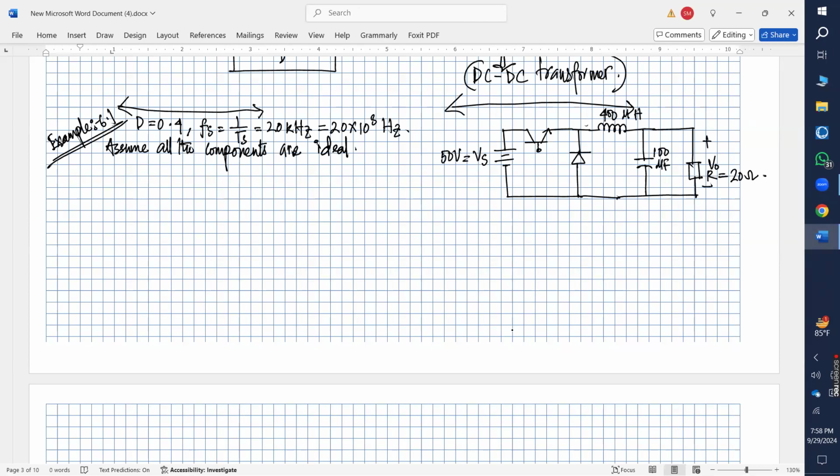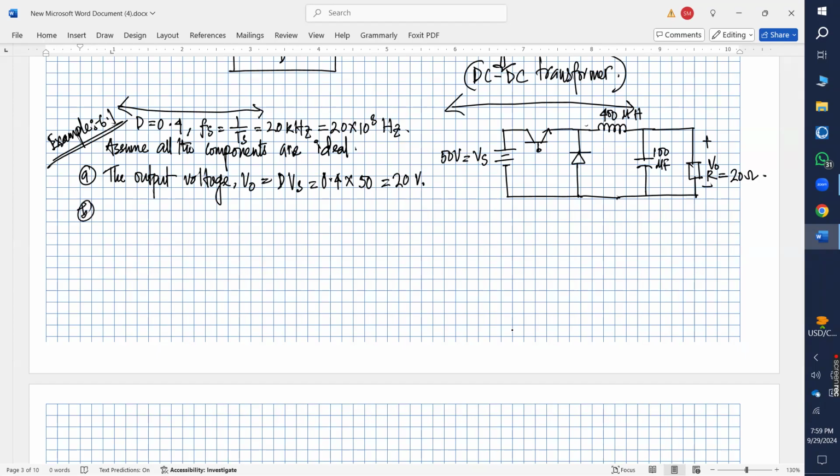So first thing they are asking is what should be the output voltage? The output voltage V naught, in the last class we saw that it should be D multiplied by Vs, right? So 0.4 multiplied by 50, it should be how much? 20. So it should be 20 volt, right?